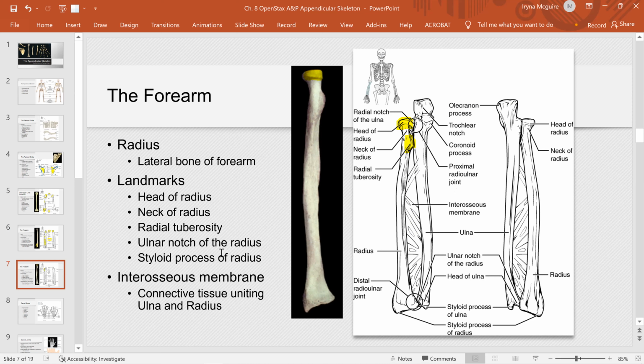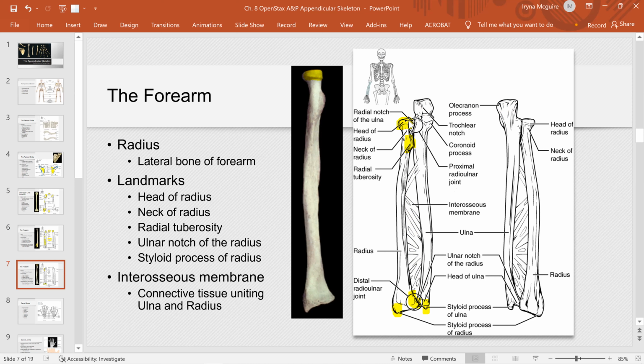We have ulnar notch of the radius. It's right there where the ulna, right? So this is the ulnar notch of the radius, and the styloid process of the radius is this bony structure over here. So on the distal side, we have the styloid process of the radius and the styloid process of the ulna, right there.